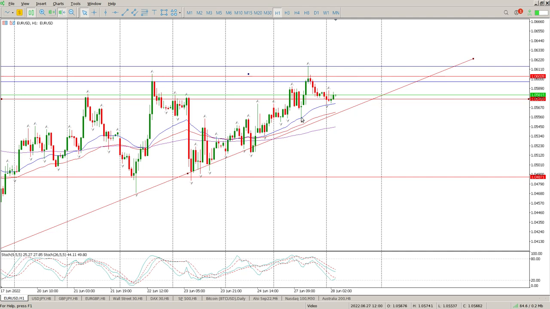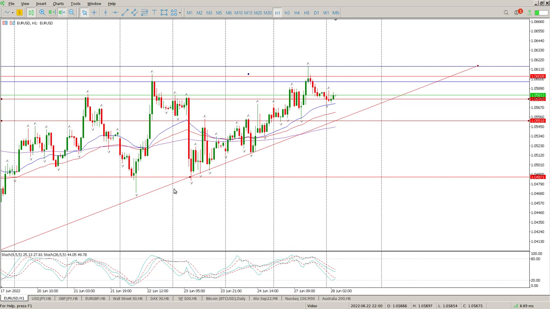If we start dropping below the lows of yesterday, you can see here the lows of yesterday, we break the trend line. I suppose the trend line is not perfect, but that'll give you a sense of what's happening. Break the trend line, break the moving averages, then I would expect a move to the bottom of the range. At the moment, it's looking like a little bit of a flag with a move back to the upside.